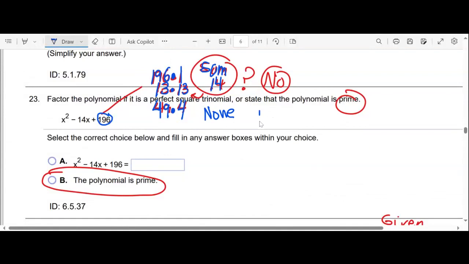Therefore, the answer is what? Prime. If it's none, then it's prime. Is this clear? So your answer is what? A or B? B. 13 multiply 13, 196. Okay. How much? 14, 14? Yes, okay, 14, 14.